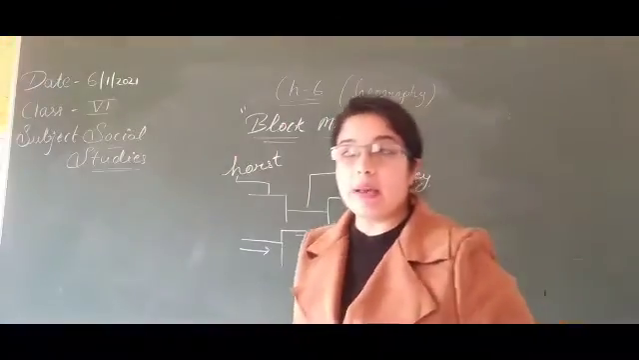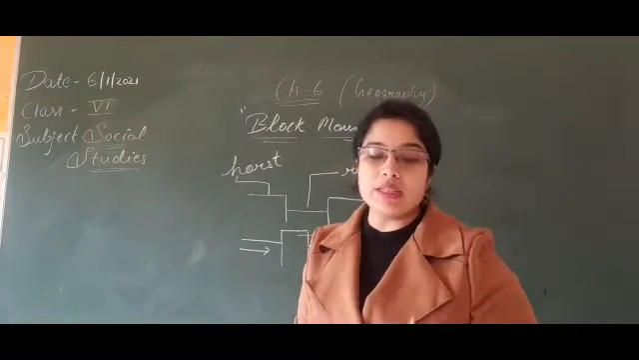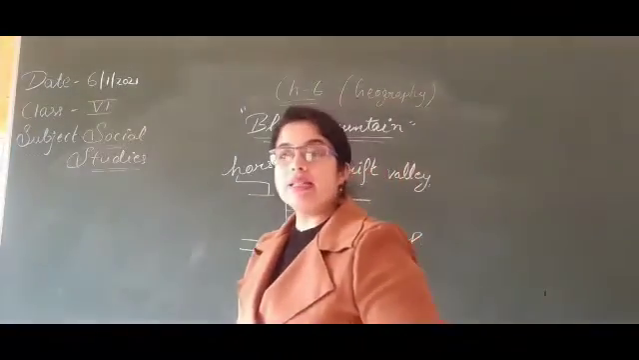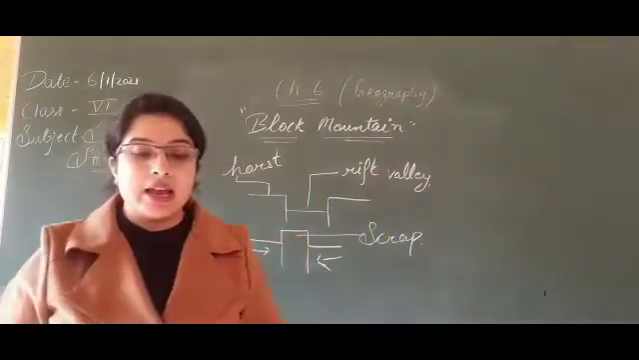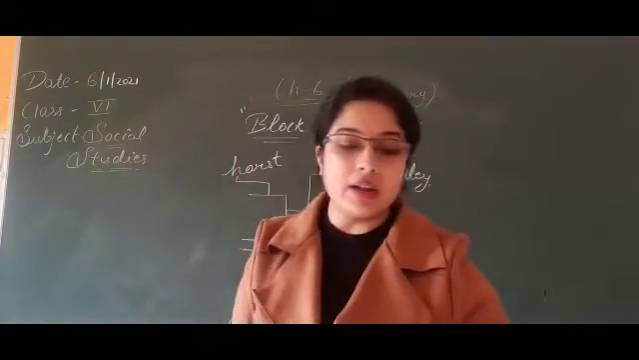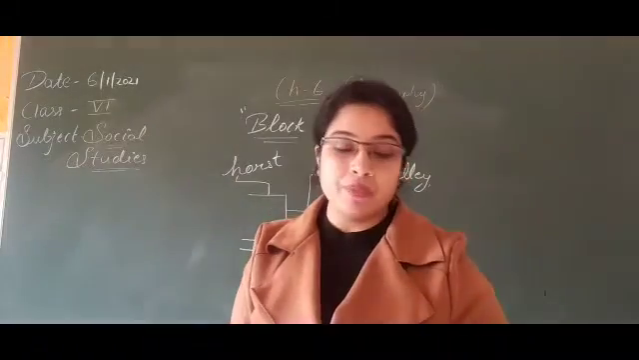Next, what is the example of the block mountain? This type of block mountain is basically found in Vosges, that is located in France, and it is an example of the block mountain, and down through there the block is covered with the river that is known as Rhine.